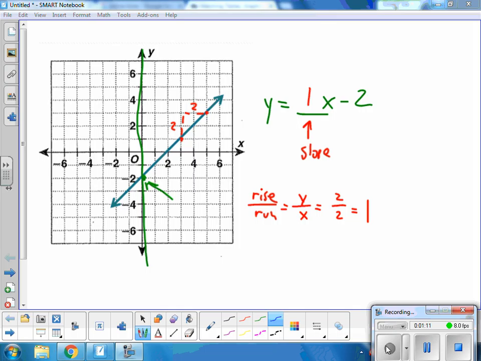Now to simplify this, I don't necessarily need the 1 there, so the simplest form of this equation is y equals x minus 2. Now you can pick any 2 points. If you want to use this point and this point, you'll still figure it out because it rises 1, 2, 3 and runs 1, 2, 3. 3 over 3 equals 1. So you can still find the slope.